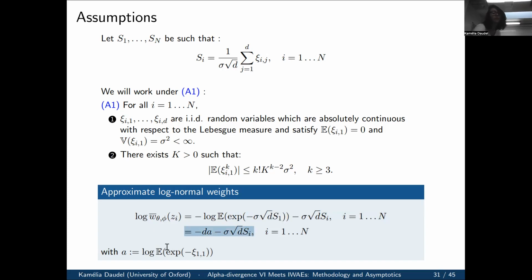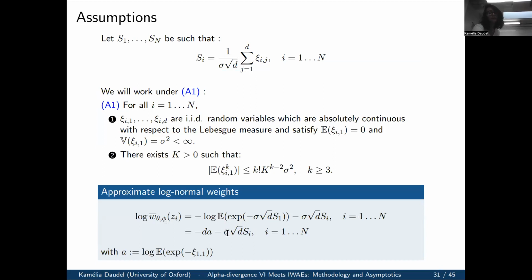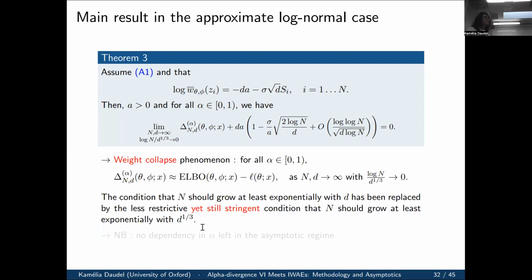You don't need to look too much into them, but basically I will still have a standard deviation term here, and here I will have a mean term, which is a bit different from before. And if I now look at the theoretical result that we get in the approximate log normal case, basically what you need to take away is that we get the same sort of behavior. There is a weight collapse phenomenon telling me that the variational gap, when I work with approximate log normal weights, is going to behave like the evidence lower bound minus the marginal log likelihood. What's the difference? The difference is in this term here.